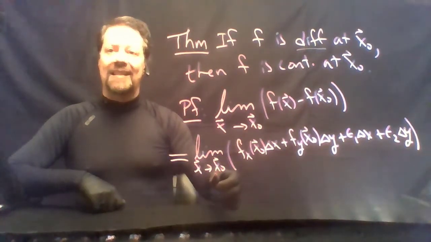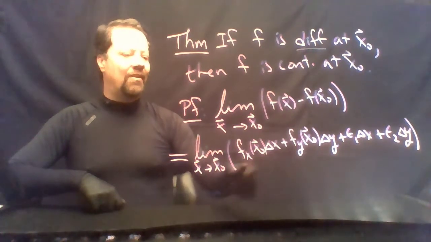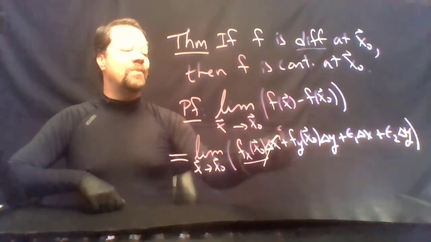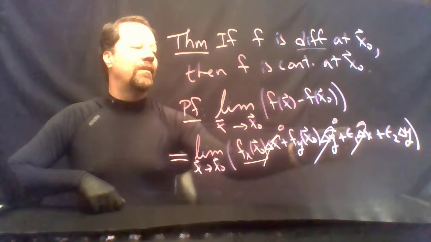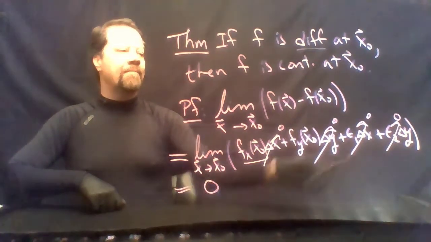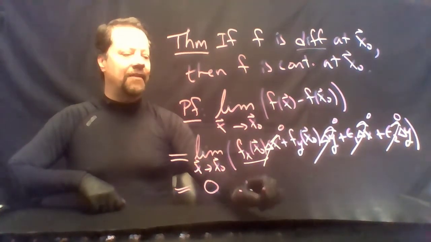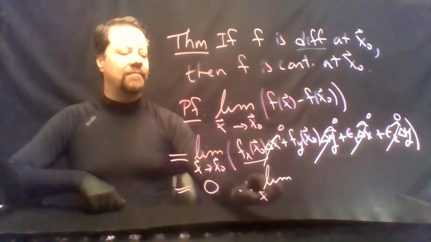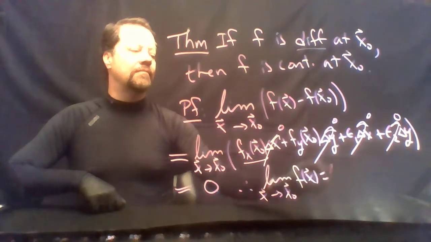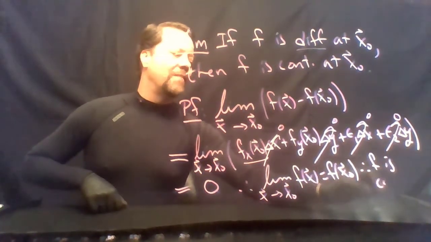If x goes to x naught, then both delta x and delta y go to 0. Since fx and fy are constants, all of these terms will go to 0, both factors in the last two terms. We deduce then that the limit of f equals the function value. And that's what it means to be continuous.